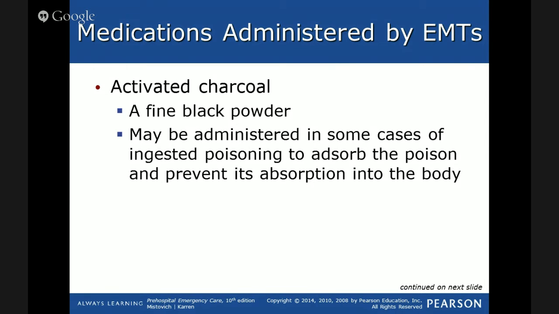So this may be administered in some cases of ingested poisoning, okay, to adsorb the poison to prevent its absorption, okay? So activated charcoal is what we call an adsorbent, AD, all right? It binds to the substance to prevent its absorption, AB, into the bloodstream, all right? So basically it just kind of locks up whatever poison is in us, and it just flows through the system and never gets absorbed. Yes, ma'am? So that only works if they took something orally. Yes, ma'am. Yep. Orally ingested.